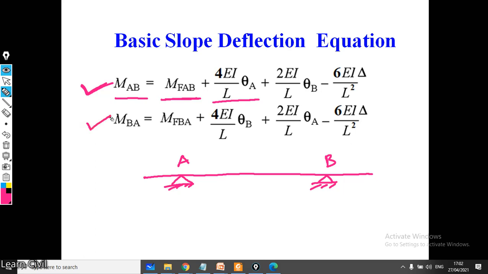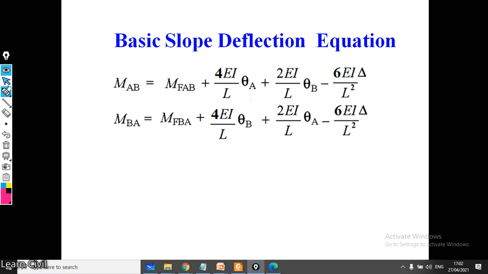BA will be like this: M_BA is equal to MF_BA, that is fixed end moment BA, plus 4 EI theta B plus 2 EI theta A minus 6 EI delta upon L square. This is the basic slope deflection equation. We have seen this already, so we won't discuss this more.